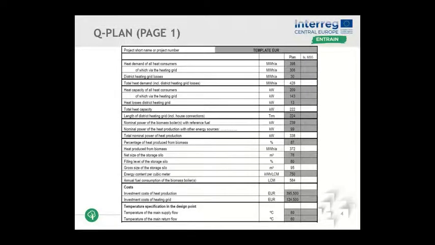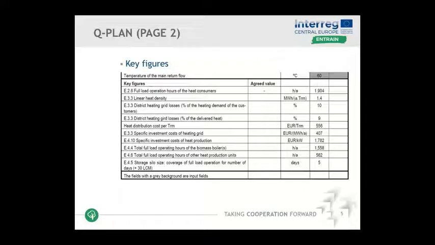Here you can see what is recorded in the Qplan. So all the main key technical indicators, for instance, heat demand of all the consumers, district heating, grid losses, and so on. So the most important technical data of a plant, but also economic data like investment costs, for the central heating plant and the district heating grid. So out of these figures, there can also be calculated some key performance indicators you can see here. So key figures like the linear heat density, a very important number for example, and like specific investment costs. So that's the most important points about the Qplan.